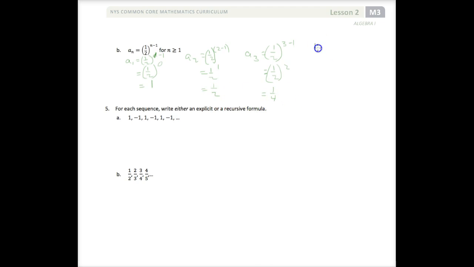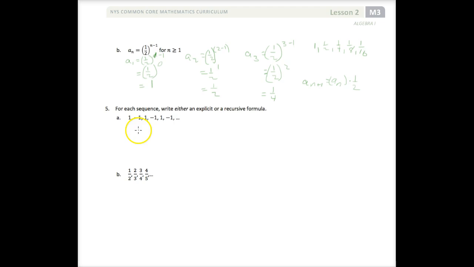Good sequence thinking about 1, 1/2. Half of a half is a quarter. Half of a quarter is an eighth. And half of an eighth is a 16th. Those are our first 5 terms. The recursive formula would be A sub n plus 1 is A sub n times 1/2. The new term will be half of the last one.